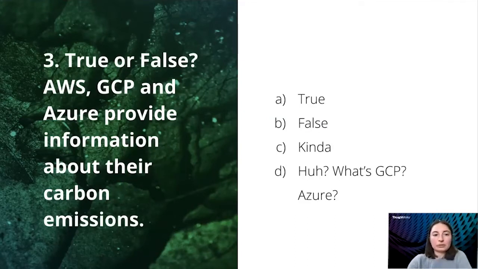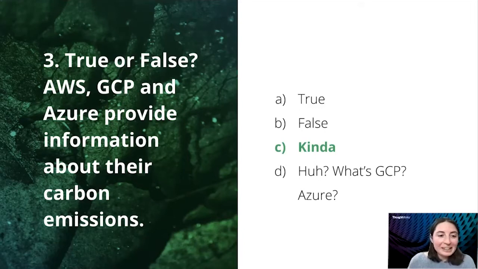So true or false? AWS, GCP, and Azure provide information about their carbon emissions. True, false, kinda, or not really sure what's going on here. Got some C's, B. Cool. So the answer is C.